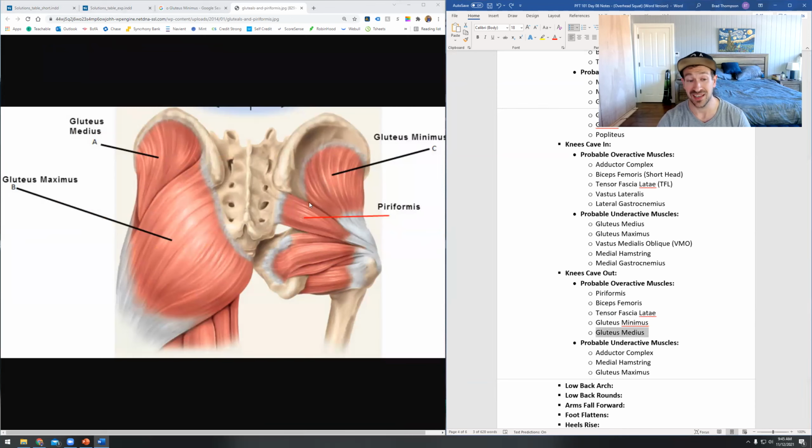And then we see the gluteus medius as well, right? That bigger one that lays over top of the gluteus minimus. It's our lateral muscle. Again, we've got too much abduction here and not enough adduction. So we need to work on that.